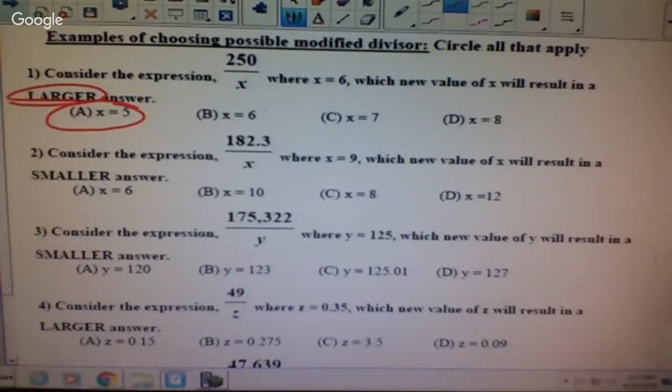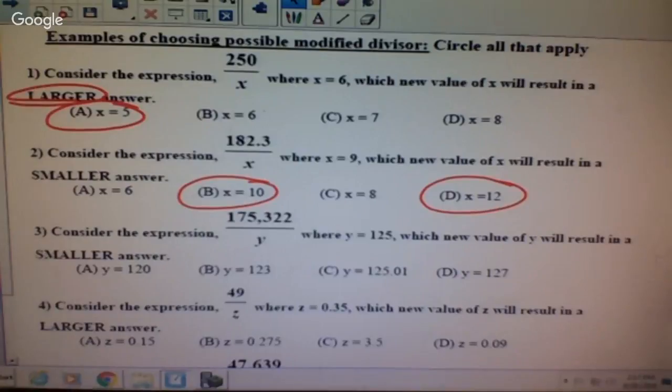So number 2, I'm dividing by 9, and I want to go smaller. D. So D. What else would work? 8. I think 10. Okay. Was there 2 or just 1? There's 2 for that one. Either one would give you a smaller answer. 12 would give you the smallest answer, but 10 would still give you something smaller than 9. It's set.